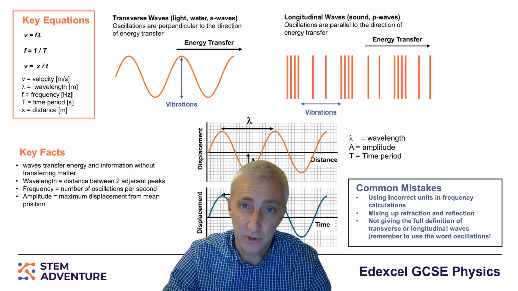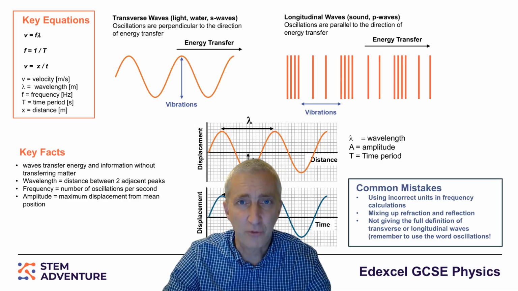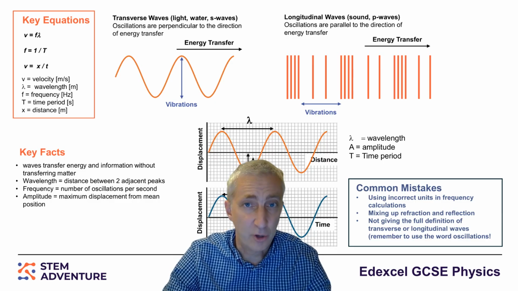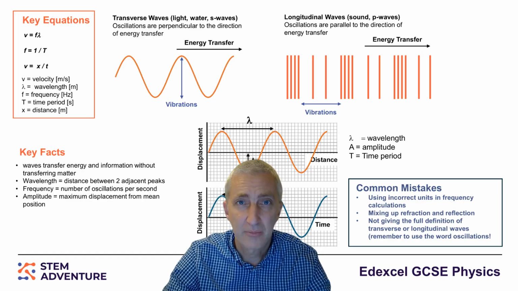It is also important that you can describe what exactly wavelength, frequency, etc. mean. Some of the common mistakes in this topic include units, especially when frequency is often given in gigahertz.